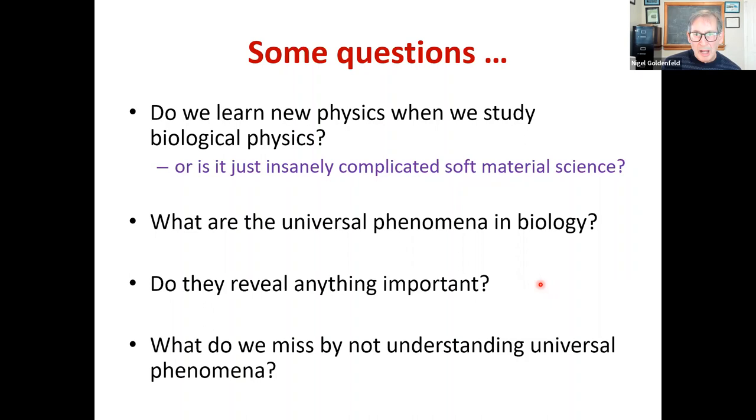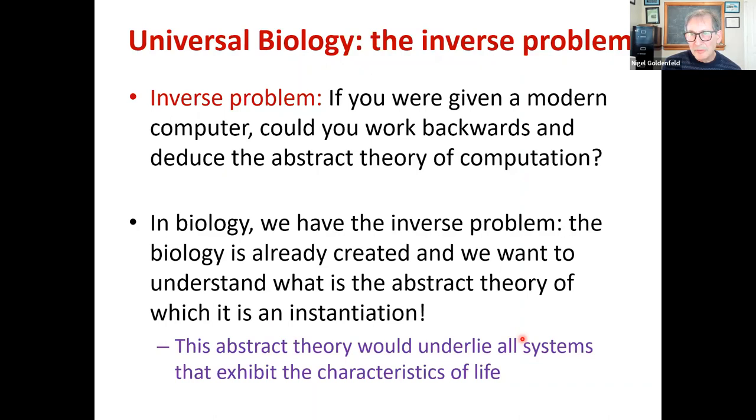I want to ask, are there universal phenomena in biology? Do they reveal anything important? And what do we miss by not understanding them? When we talk about a universal biology, I mean the following. In biology, as it's usually studied, we are given an inverse problem. Suppose I gave my laptop to an alien who came down from another planet and asked, what does this thing do? Well, we know that a computer is a device that instantiates a Turing machine with a von Neumann architecture. The question is, if you were given a lump of silicon and plastic and display, would you be able to figure out that it is an instantiation of a universal Turing machine with a von Neumann architecture?